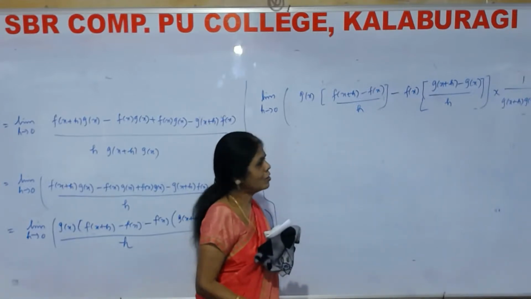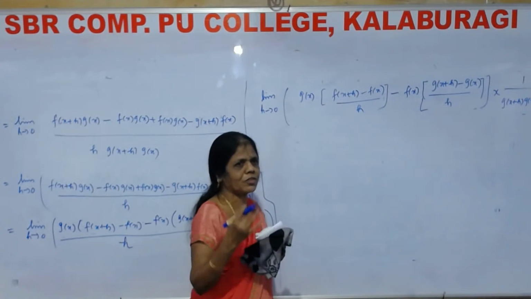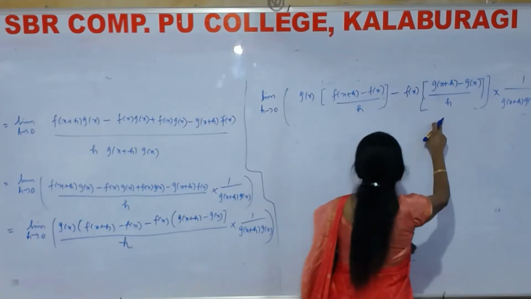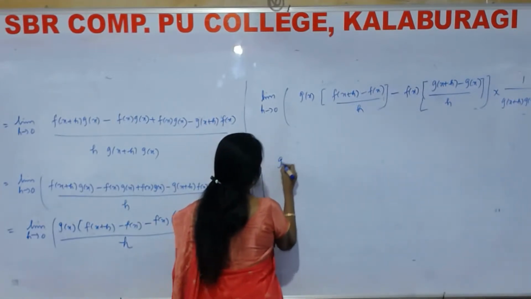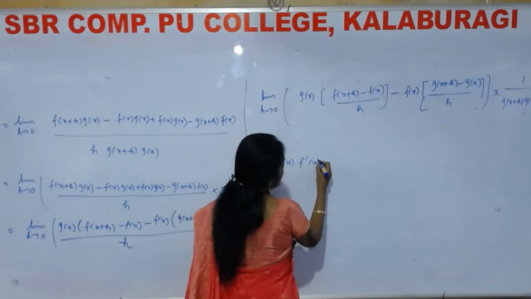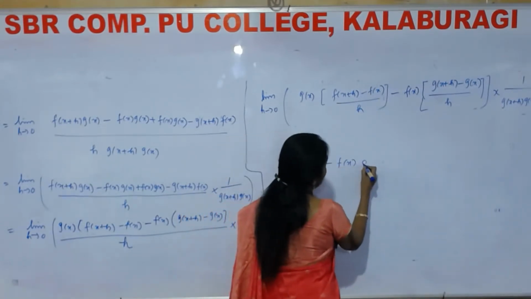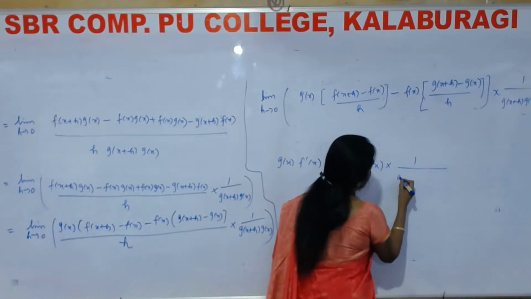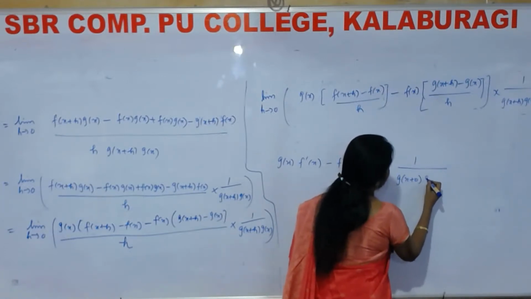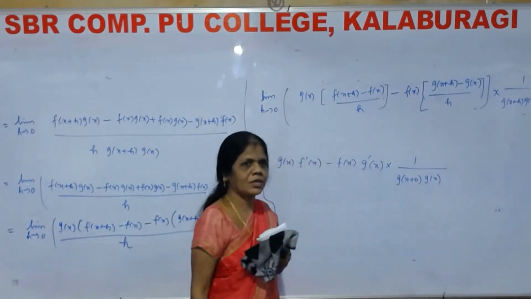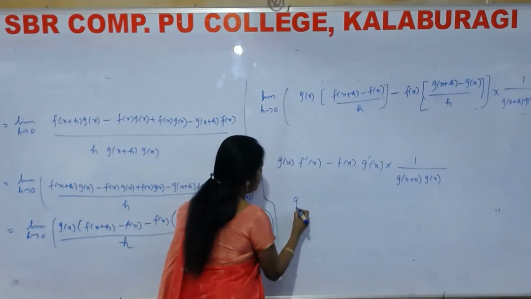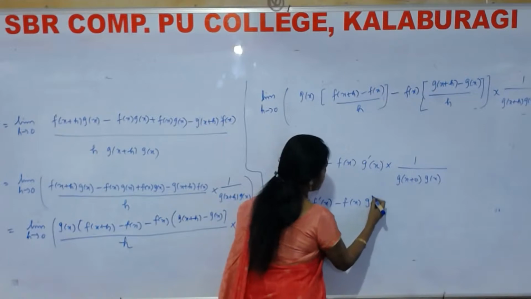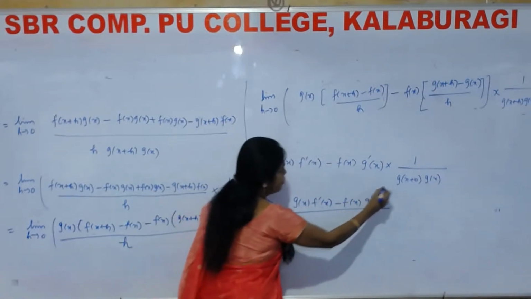Now you tell me, wherever h is there, you should substitute 0. And what will you write for this? f dash of x. What will you write for this? g dash of x. Okay, right. Now shall we substitute: g of x into f dash of x minus f of x into g dash of x, into 1 by g of x plus 0 into g of x. Any doubt? This is nothing but g of x f dash of x minus f of x g dash of x divided by g of x into g of x.